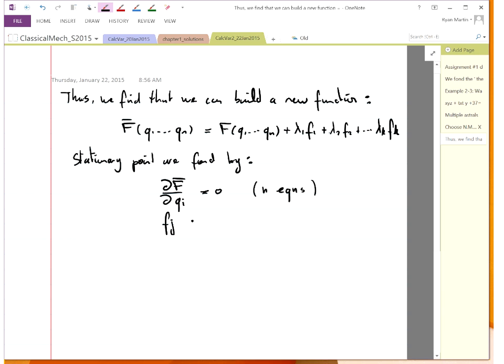And then we also have that the fj's equal to 0. And you'll have k such equations. And that's good. So you have n plus k equations, and you have n plus k unknowns, right? You have the n values of the q's that define the stationary point, plus the k unknown Lagrange multipliers. Okay? Any questions about that?